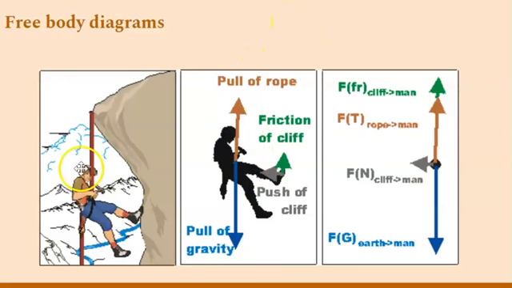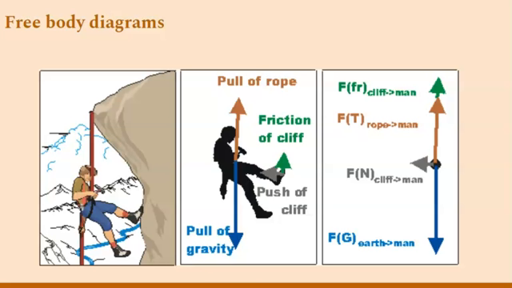So instead of drawing a picture of what's happening, or even a simplified picture, we tend to represent every single object as either a dot or a box or a circle, something really simple. And then you draw these forces by drawing arrows and labeling them, showing what the forces are that are acting on a given object.